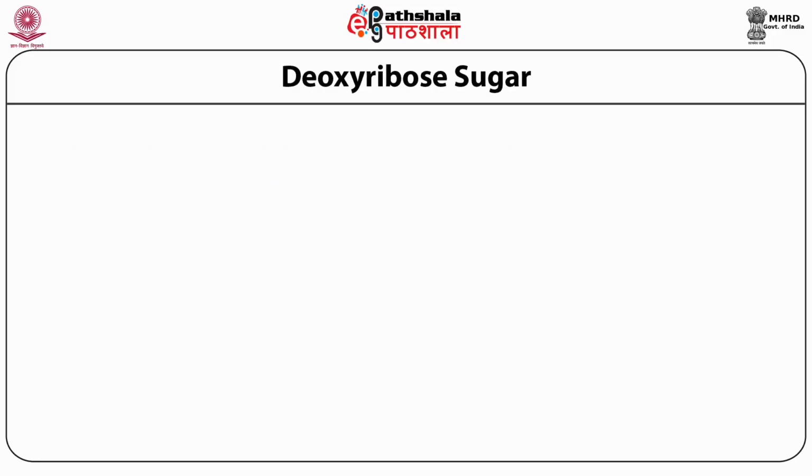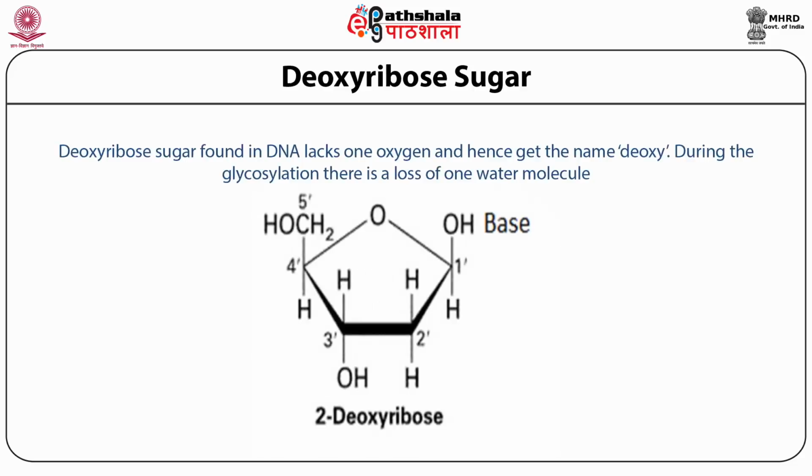Deoxyribose sugar is quite similar to ribose sugar with only one difference: it lacks one oxygen, and hence gets the name deoxy. During glycosylation, there is a loss of one water molecule when it connects to nucleobases.